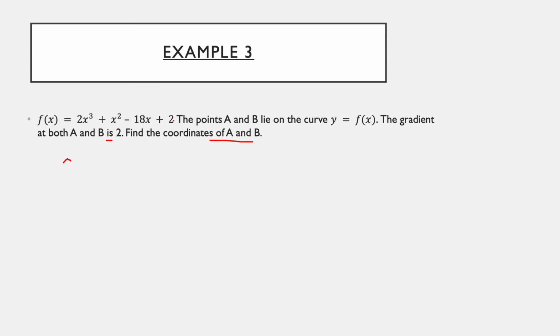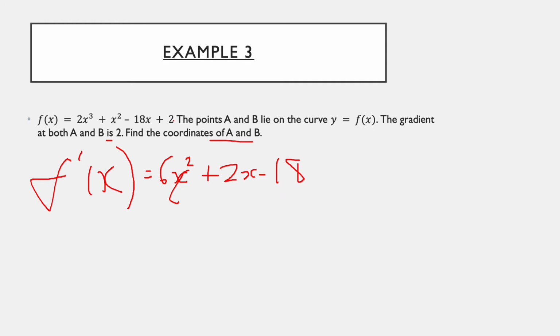Well, we are given the gradient, so we're going to work out f dash of x, and then we're going to make that equal to 2. So differentiating this, guys, I'm going to get 6x squared plus 2x minus 18. Okay, so that is the derivative.